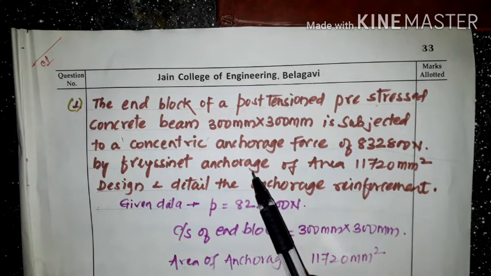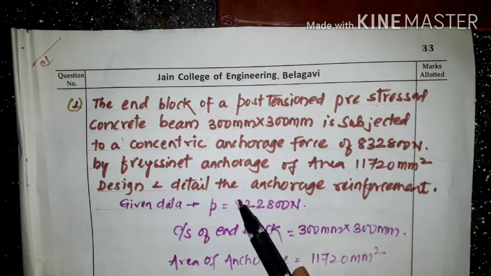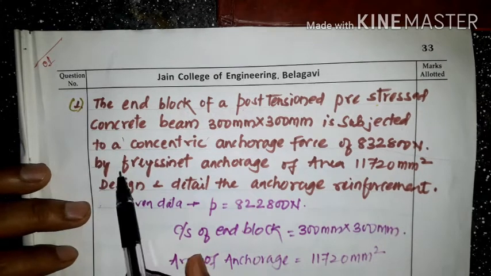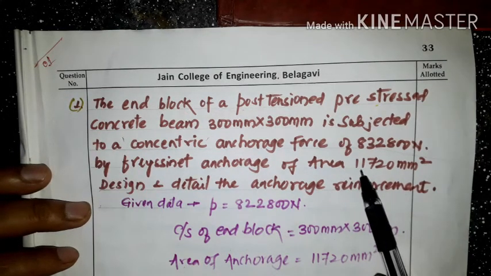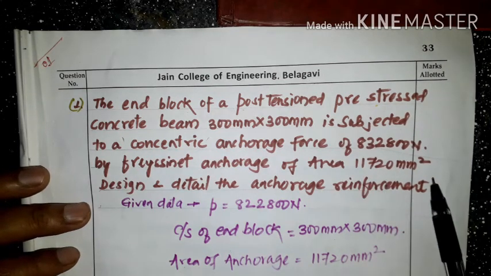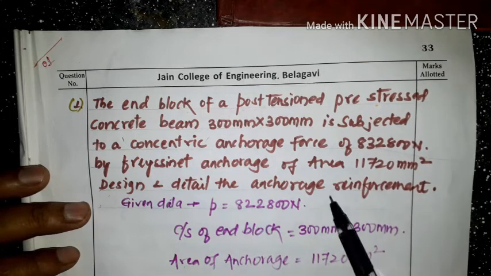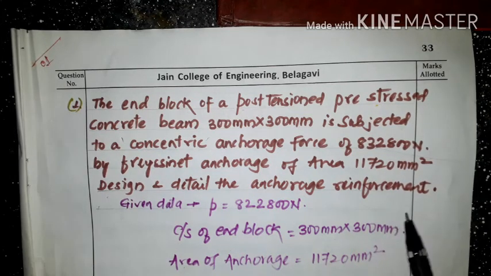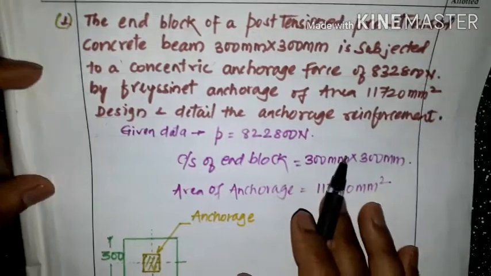In the starting classes in the college, I had discussed the different types of anchorage systems: Gifford-Udall, Magnel-Blaton, Freyssinet system. So these are all anchorage systems. Using the Freyssinet anchorage of area 11720 mm square, design and detail the anchorage reinforcement. Now let's look at the given data first.